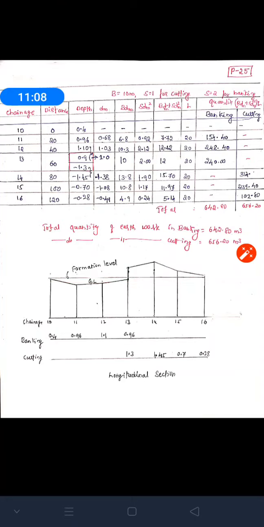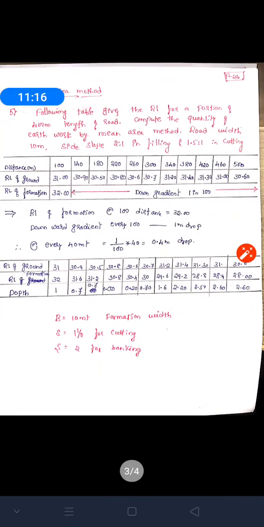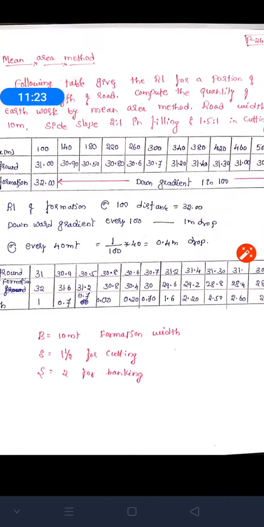Then after joining all the points, we get the profile of a longitudinal section here. This is all about the one problem. Next we move on to the next problem, that is the mean area method.